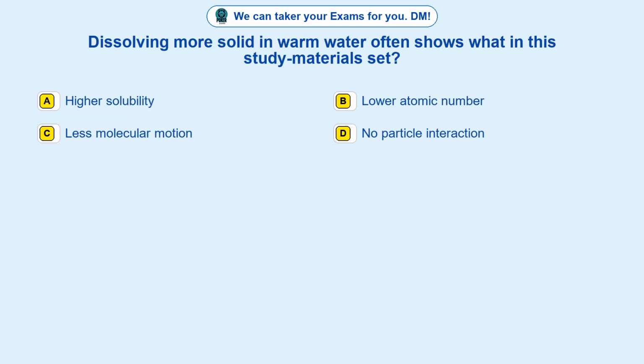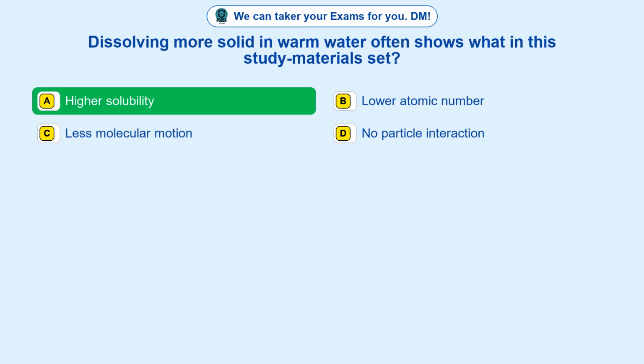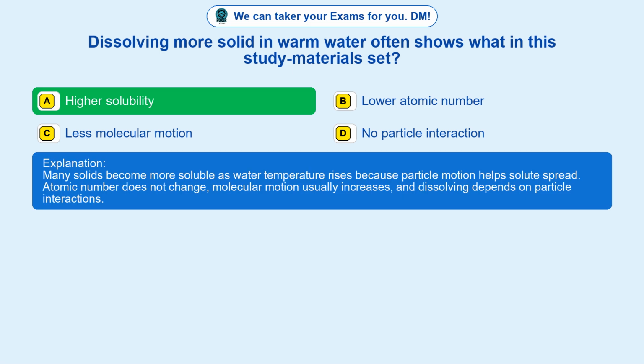Question 54. Dissolving more solid in warm water often shows what in this study material set? Option A, higher solubility. Option B, lower atomic number. Option C, less molecular motion. Option D, no particle interaction. The correct answer is option A, higher solubility. Many solids become more soluble as water temperature rises because particle motion helps solute spread. Atomic number does not change, molecular motion usually increases, and dissolving depends on particle interactions.